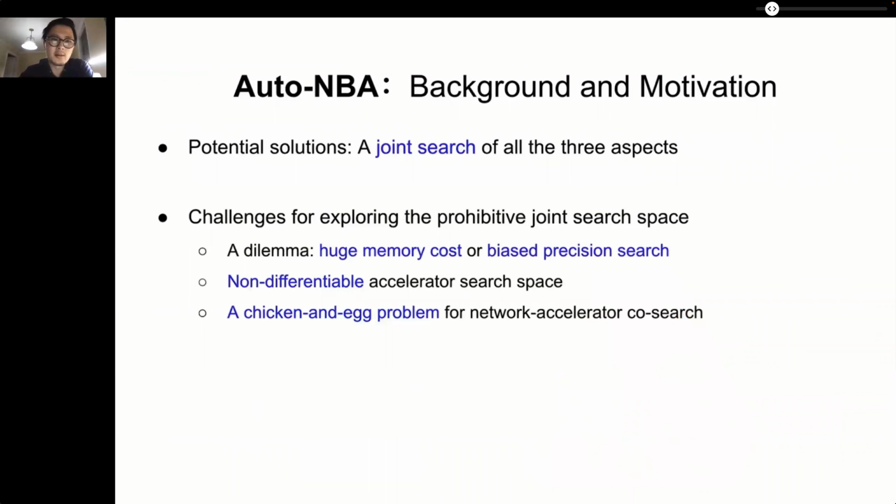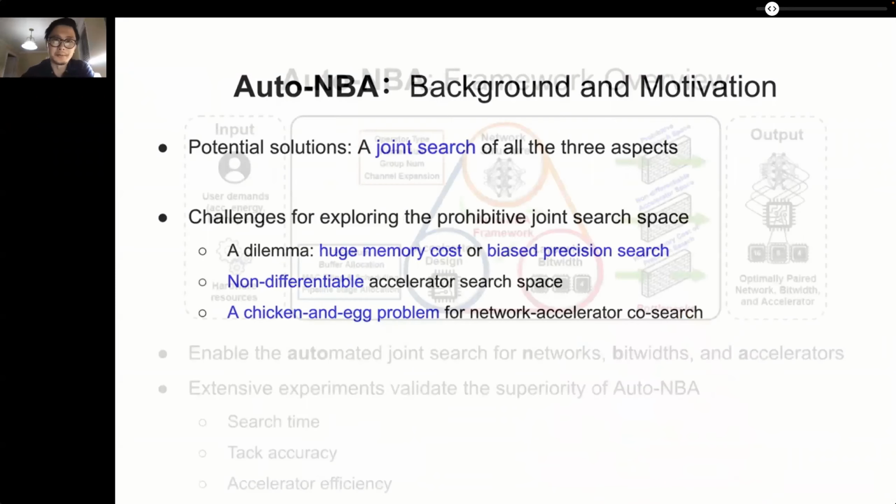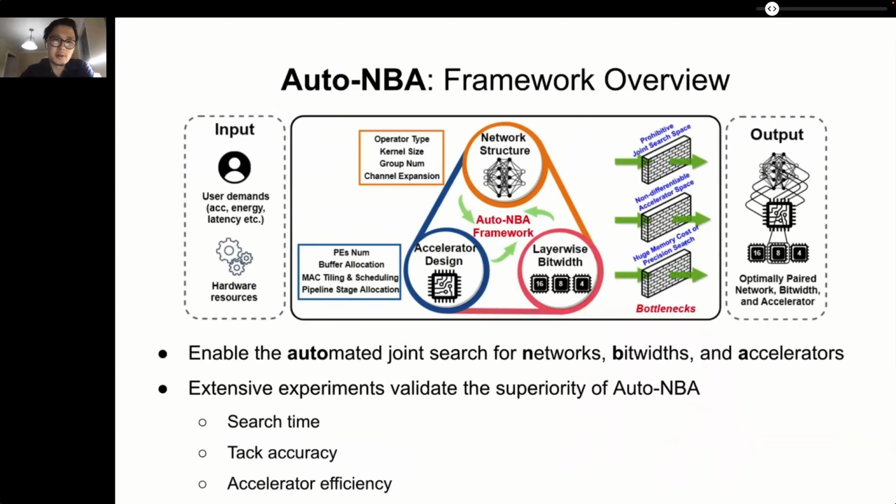However, the joint search is hindered by three challenges. The first one is the dilemma between the huge memory cost or the biased precision search when you optimize for the precision. The second is the non-differentiable hardware accelerator search space. And finally, the chicken and egg problem between the optimal network choices and the optimal accelerator choices, as we introduce later. To this end, we propose AutoMBA to enable joint search for networks, bitwidths, and accelerators at the same time, and to solve the above three challenges. Extensive experiments validate the advantage of our proposed AutoMBA.